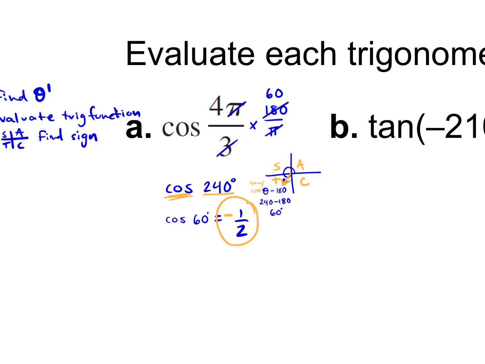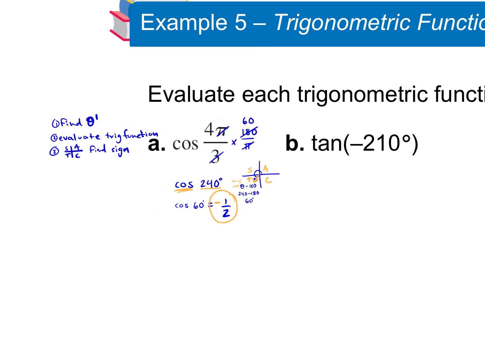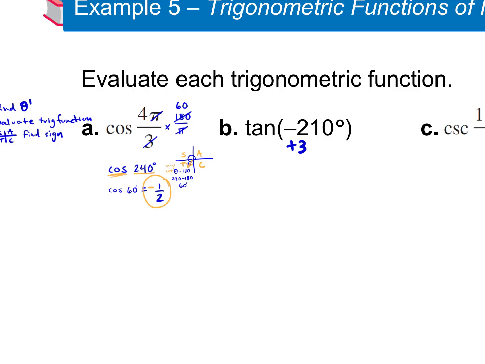First thing we want to do for B is find the reference angle. But negative 210 is not, it's negative. It's not in between 0 and 360. So what would we need to do to start? Add 360, perfect. So let's add 360. What do we get when we add 360? 150, perfect.